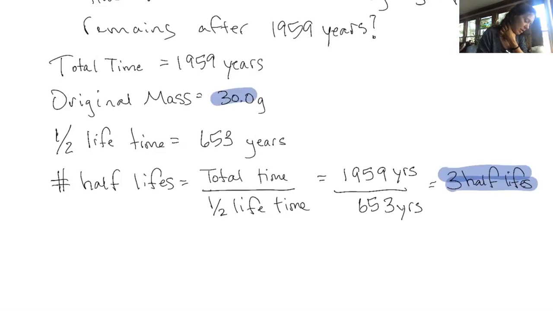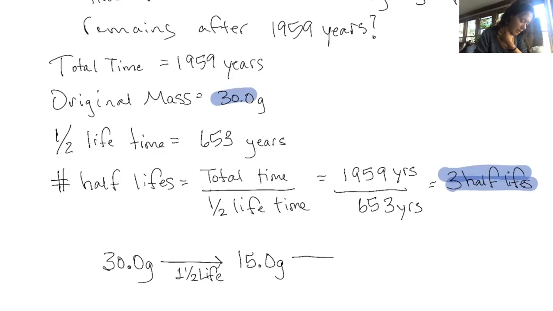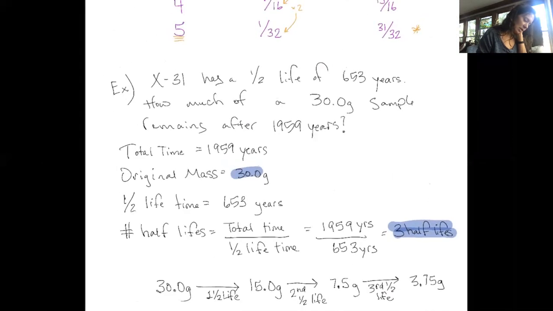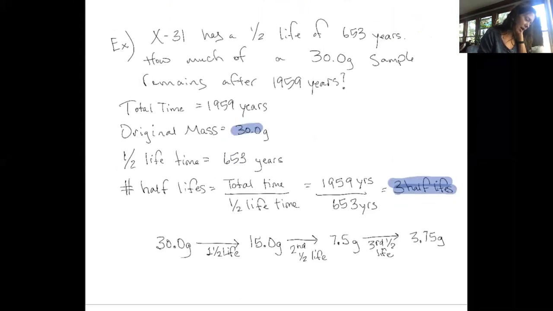So what I will do is I will take my original mass and I'll say that after 1 half-life, half of it would remain, and half of 30 is 15. After the next half-life, half of 15 would remain, and that's 7.5 grams. After the third half-life, which for our case is the last half-life, we would have 3.75 grams remaining.